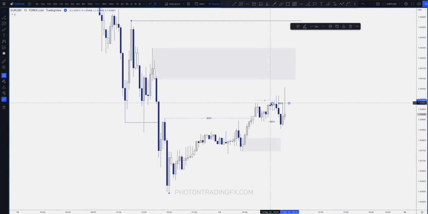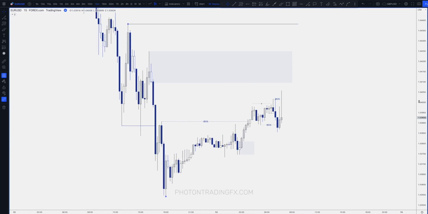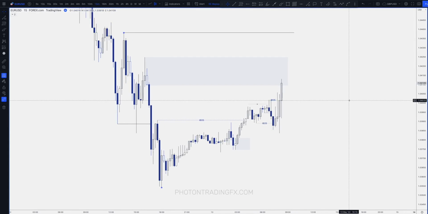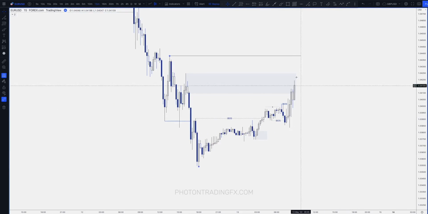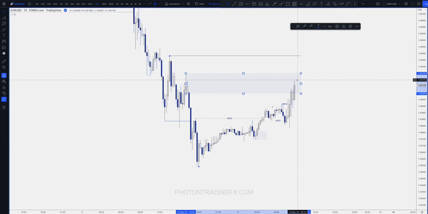So then we continue to the upside, right? And we have that internal breaker structure. Okay, cool. So let's play price forward, and then we come into our nice level here. So at this point, again, it depends on your plan, you are well within your rights to be looking for the M1 entry model within here.